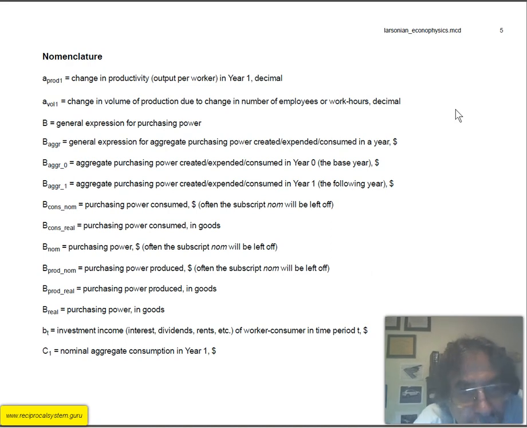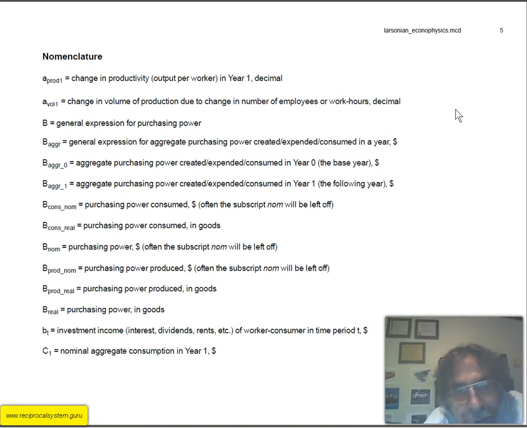A sub prod 1 equals change in productivity, output per worker, in year 1, and it's a decimal. A sub vol 1 equals change in volume of production due to change in number of employees or work hours, decimal. Capital B equals general expression for purchasing power. Capital B sub aggregate equals general expression for aggregate purchasing power created or expended or consumed in a year. Again, purchasing power can be created, expended, or consumed.